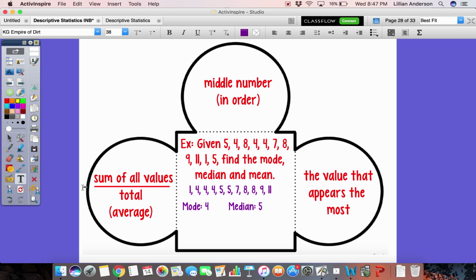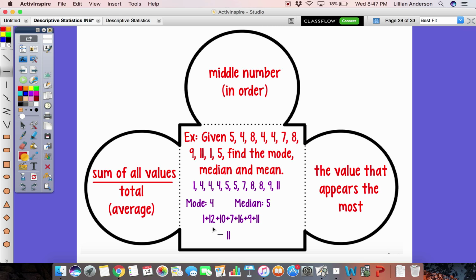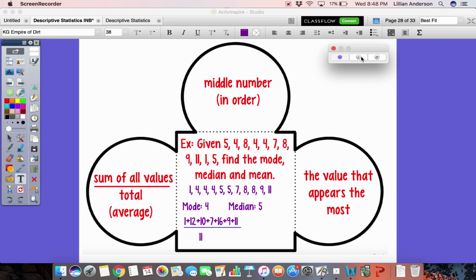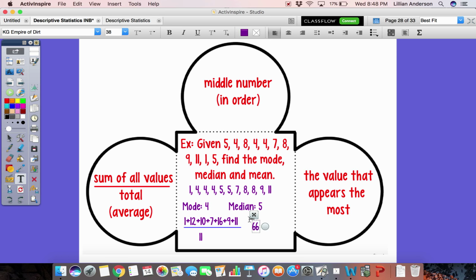And now the last thing, to find the mean, what we're going to do is total all those numbers up together, and then we are going to divide by 11 because that's how many we have, okay? So for the sake of simplicity here, we add all of these up together, and then we're going to divide by 11. So this is 66 divided by 11. And so our mean is going to be 6.